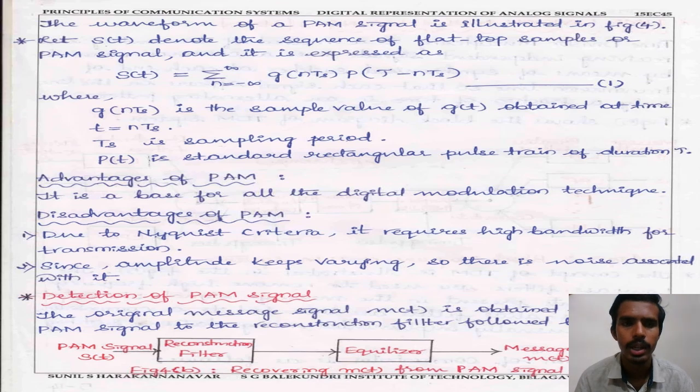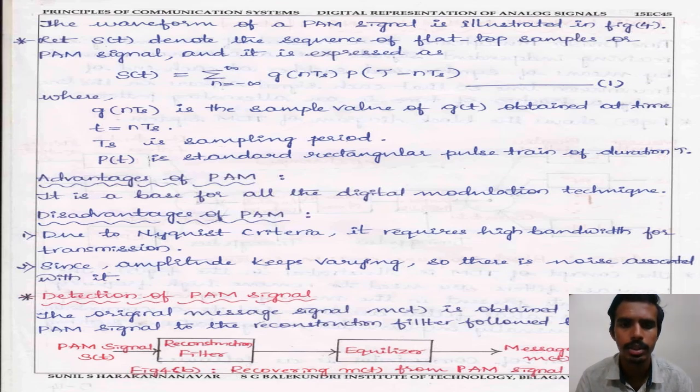Now let us understand the advantages and disadvantages of PAM. It is a base for all the digital modulation signals. Disadvantages of PAM: due to the Nyquist criteria, it requires high bandwidth for transmission. Since the amplitude keeps varying, noise is also associated with it.